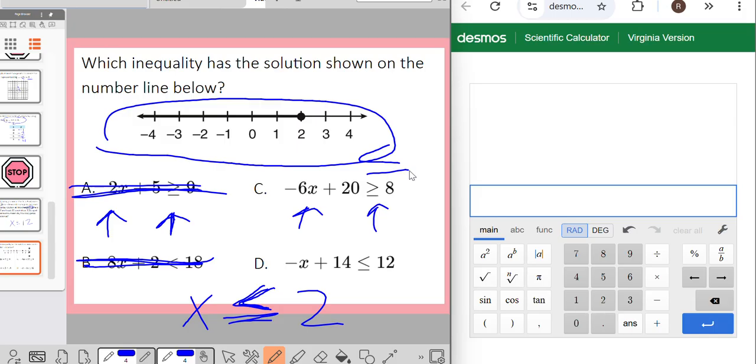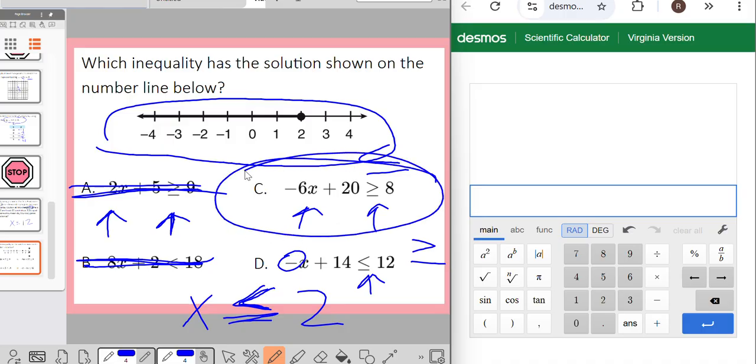Now let's look at D. It is heading left with an equal to, but when we look at the X, it has a negative, which means that it would have to flip and go right. Well, our solution set goes left, so that means C has to be my answer.